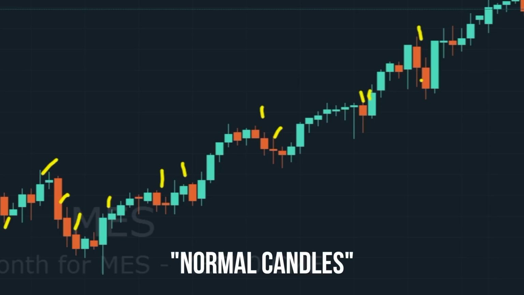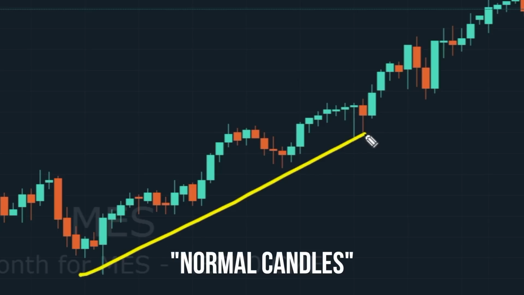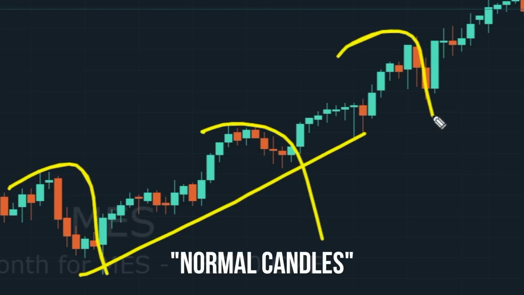And those candles, not that they're bad to see, but those candles could have gotten you out of this trade much sooner because you were looking at it like, well, hey, maybe it's going to pull back here. Maybe it's going to pull back here. Maybe it's going to pull back here.